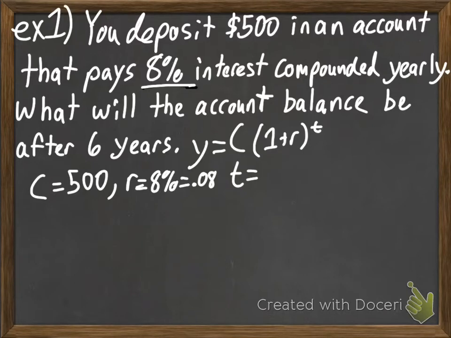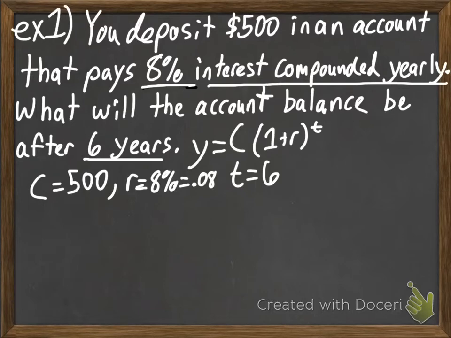And then our t is the amount of time. And that also depends on how our interest is compounded. So it says our interest is compounded yearly. So every year it adds up. And we want to find out how much there is after 6 years. So our t is going to be 6. Because it's happening every year and we spend 6 years, we're only going to do it 6 times.